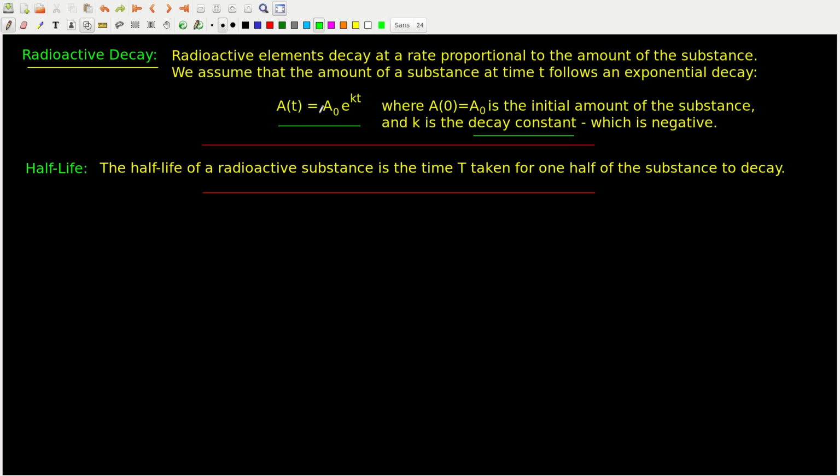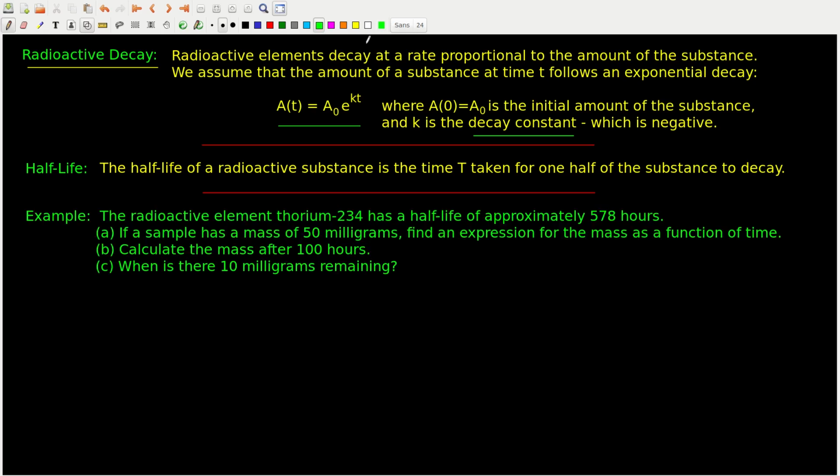So let's look at an example. We're going to look at the radioactive element thorium-234. The important thing here is that thorium has a half-life of 578 hours. Half-life is the amount of time it takes for the substance to decay by half.